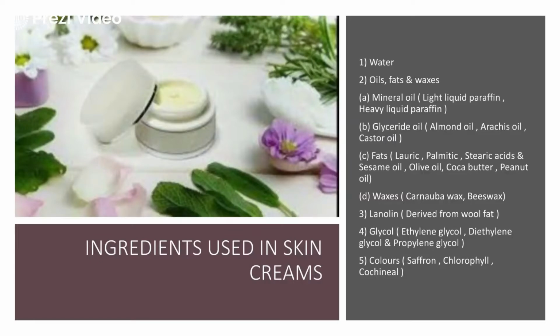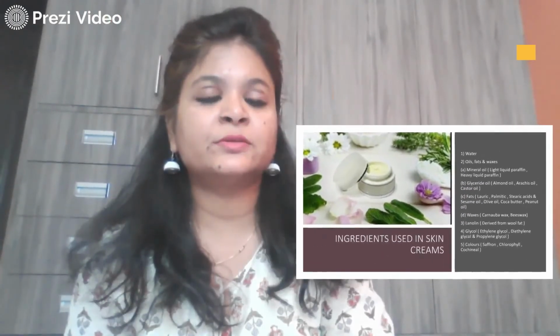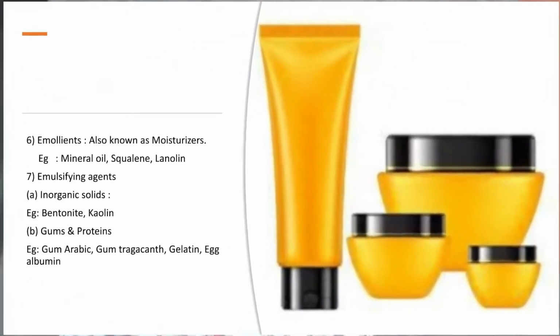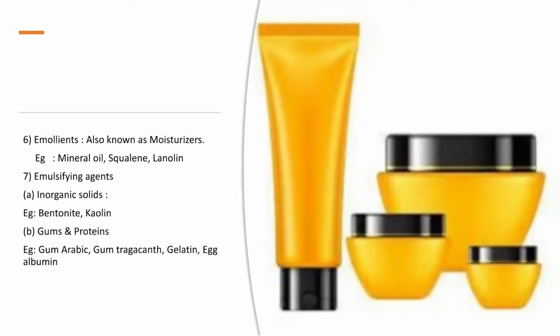For example, the saffron, chlorophyll, cochineal. So these are the basic common ingredients used in different kinds of creams. Next, other constituents used in the formulation of creams are emollients. Emollients provide the moisturization effect. They penetrate into the skin and enhance skin hydration levels. For example, different types of moisturizers like mineral oils, squalene, lanolin derivatives.